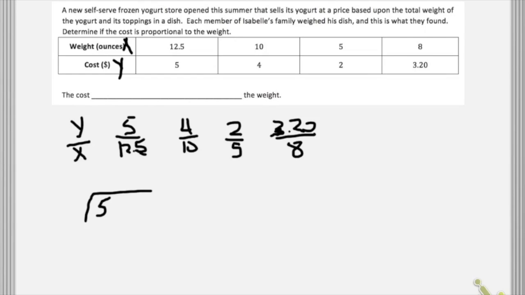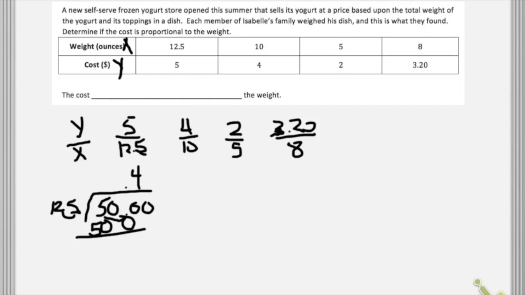I have to divide 5 by 12.5. So I have to move my decimal over. And I'll put a couple decimal places. So 125 into 500, and that goes 4 times. So that's 500. So my answer is 0.4.